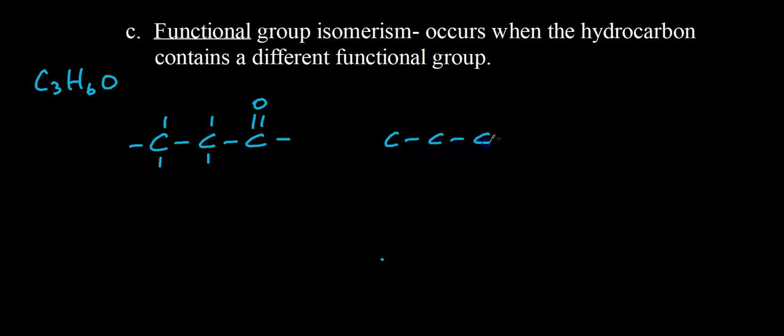Here's another one. 1, 2, 3, 4, 5, 6, C3H6O. This time we have a different functional group. This is not an aldehyde. This is a ketone. This is propanone. There's another example in your book, which shows the same thing, this time with a longer parent chain, page 1035. C4H8O, we can draw different ways. And again, there are many more examples of functional group isomers. This just happens to be one. So same chemical formula, different functional groups.